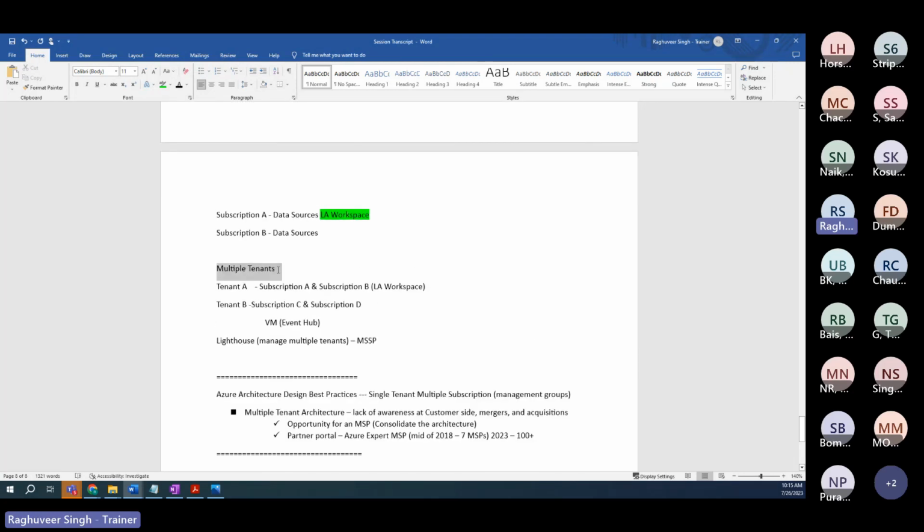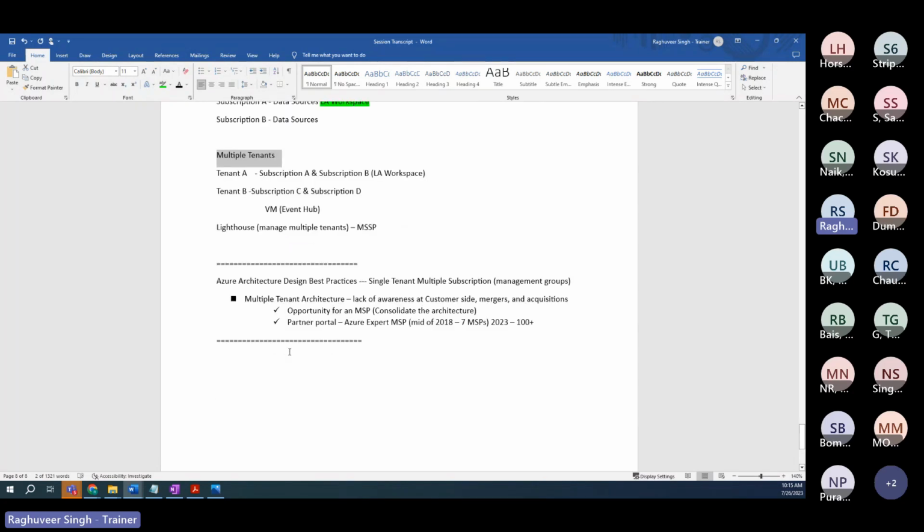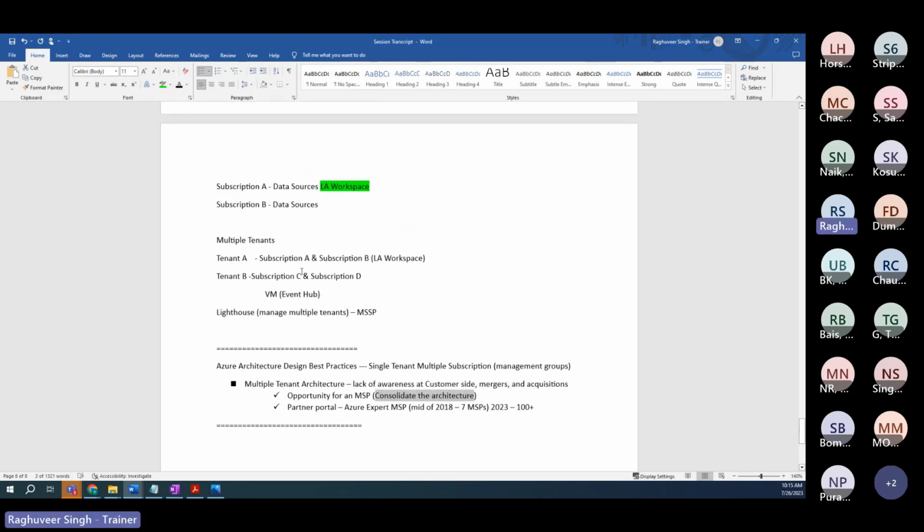So once again, when you have multiple tenants, tenants are isolated in nature. It becomes very difficult to design a Sentinel environment, because it involves a lot of complexity, and a lot of restrictions in terms of RBAC. So the idea is to centralize, if possible, go ahead and do the centralization, which is to consolidate the architecture. If consolidation is not possible, then you will need to go with a multiple workspace design. So this is where you will create multiple workspaces.